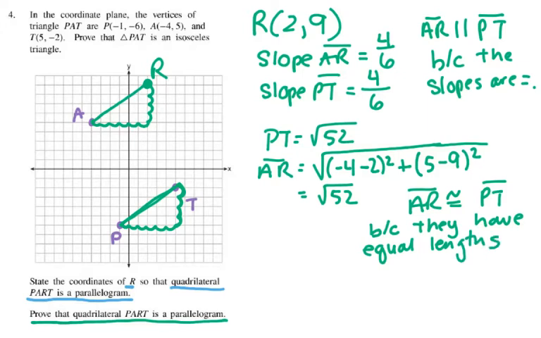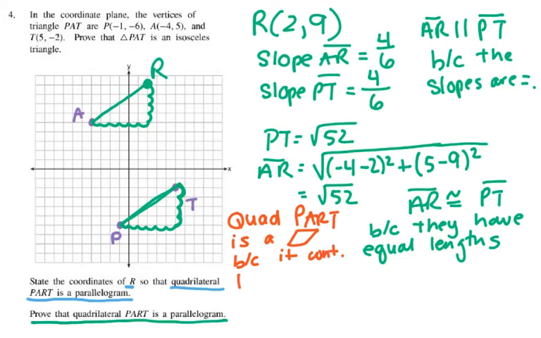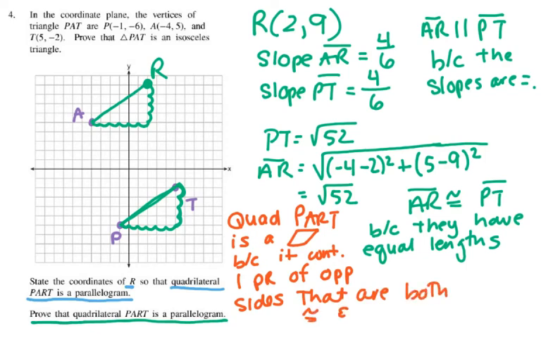For my last step, I can write my final conclusion, which is going to be that quadrilateral PART is a parallelogram because it contains one pair of opposite sides that are both congruent and parallel.